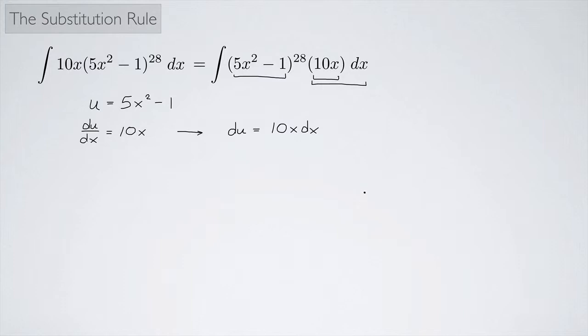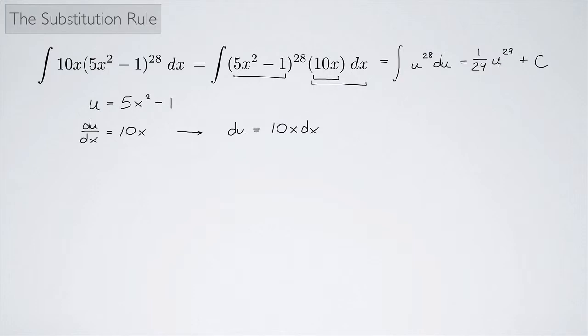And what this enables me to do is to rewrite the integral in terms of just u. So if I wanted to now, I could say this is the integral of, and this thing is u to the 28th power. Remember, u is 5x squared minus 1, so that's u to the 28th power. Great. And then I have 10x dx, that's just du. And this is an integral I know how to do, u to the 28th du. Very easy integral. That would be 1/29th u to the 29th. And then I need to have a plus c, of course, since it is an indefinite integral.